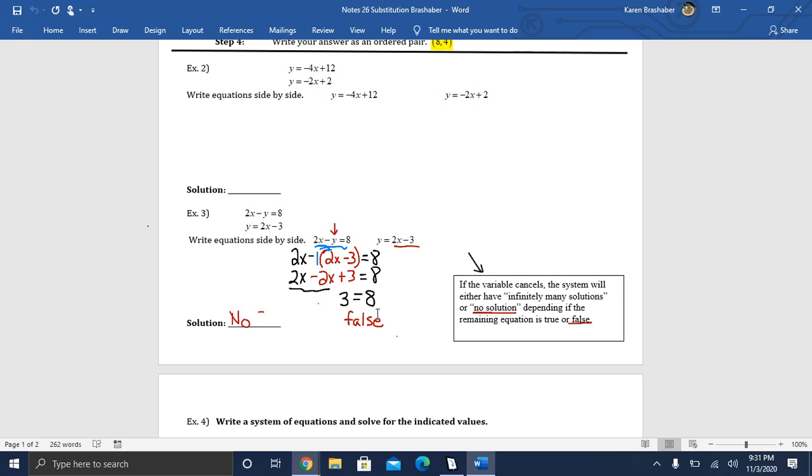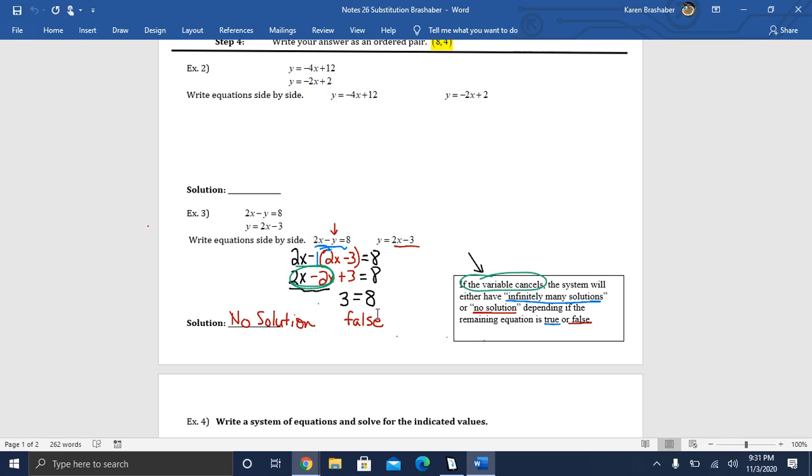So in the solution blank, I would like to write no solution for this one because I ended up with a false statement. Now, I do not have another example to show you, but if I would have ended up with a true statement, then in the answer blank, I would have written infinitely many solutions. So those two things happen when the variable cancels. And that's what happened in this problem right here. The 2x minus 2x canceled out all of my variables. So because I had a false statement, no solution.